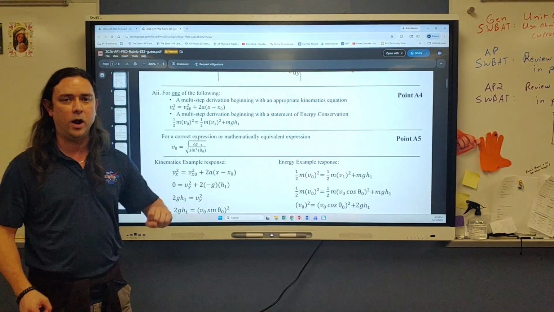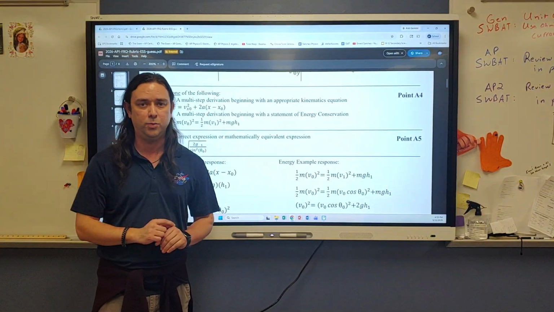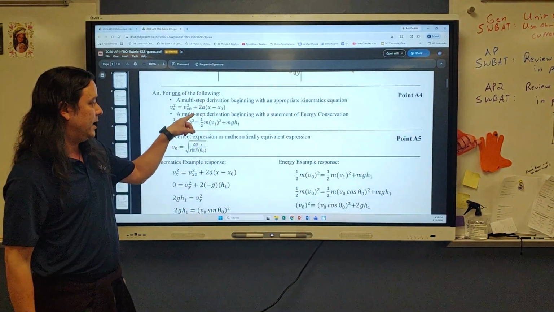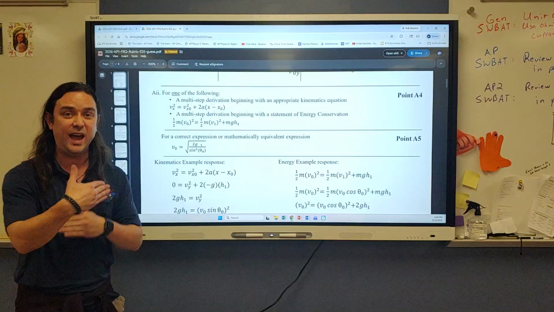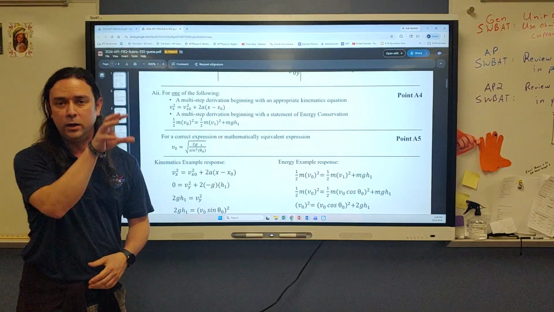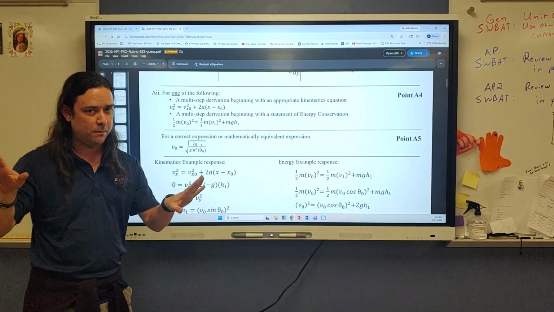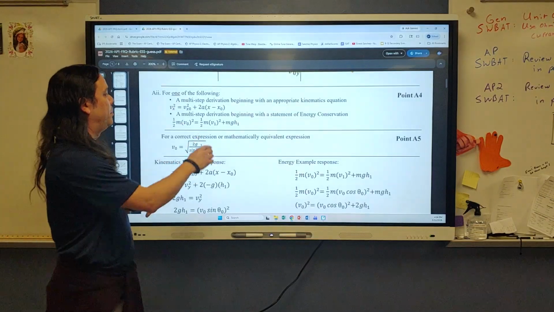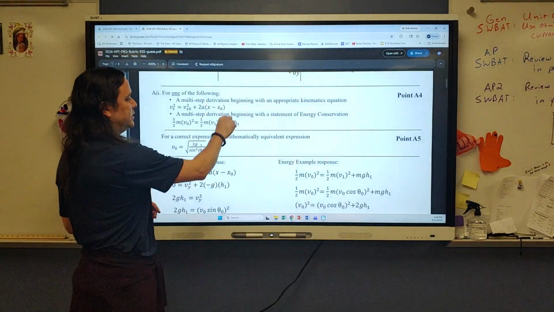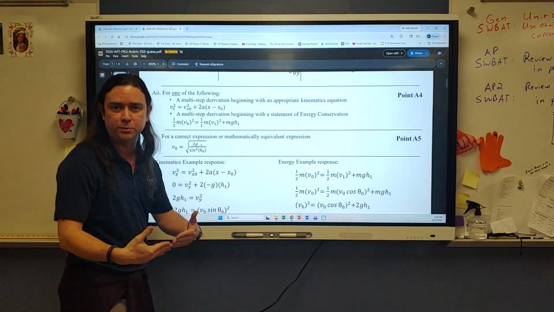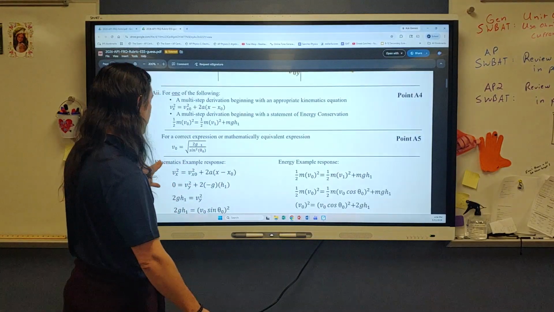In other words, this is the one where I think you have to get the right answer to get this point. You can get this first one just by setting the problem up correctly and making at least one physics move, not just moving something over to the other side. That's a math move. Physics move is when you replace delta x, for instance, with h1. That's your actual displacement. That's you bringing in something from the problem itself.